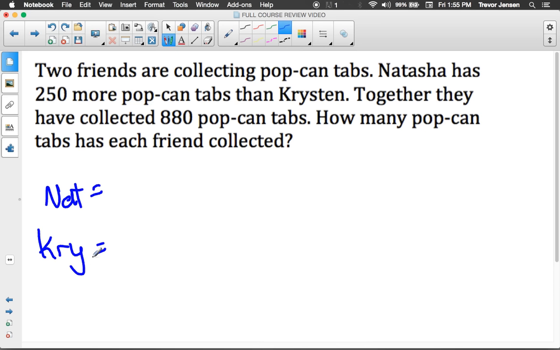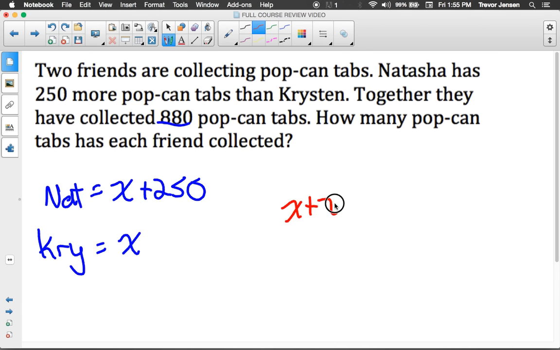So we want to start by making a polynomial expression for each of those people. Natasha has 250 more than Kristen, but we don't know how many Kristen has, so we use a variable for Kristen, and we know Natasha has 250 more than x, so x plus 250 represents that scenario. And then we write an equation using these two expressions. Together, they have 880. So I know if I add those two expressions together, so if I do x plus x plus 250, I know that that should equal 880. Now I can solve this equation.